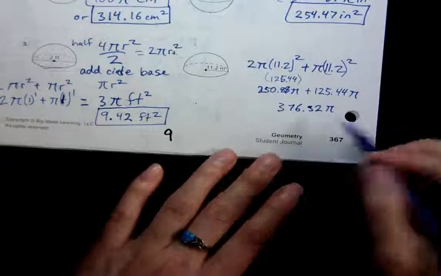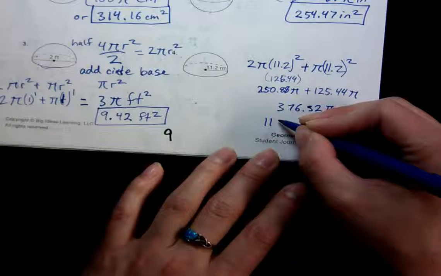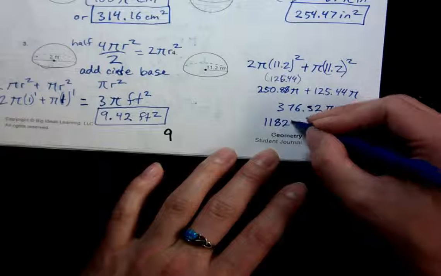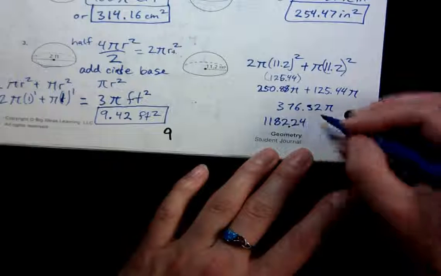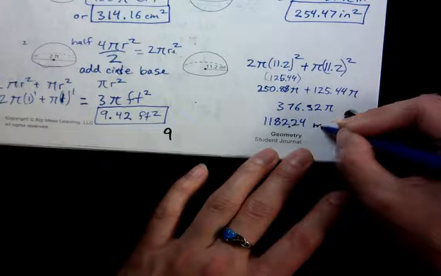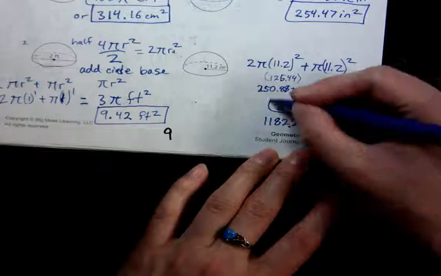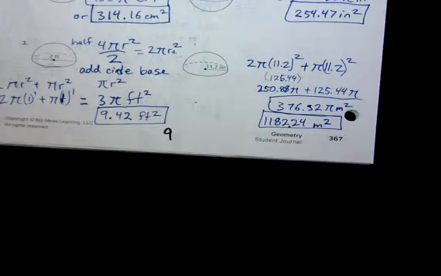And then when we multiply out pi, what's it come out to? 1182.24. Okay, say that again. Decimals or not? Yeah. 0.24. Okay. And so that is meters squared. Alright, when you have that, flip over to the last page of notes for this packet.